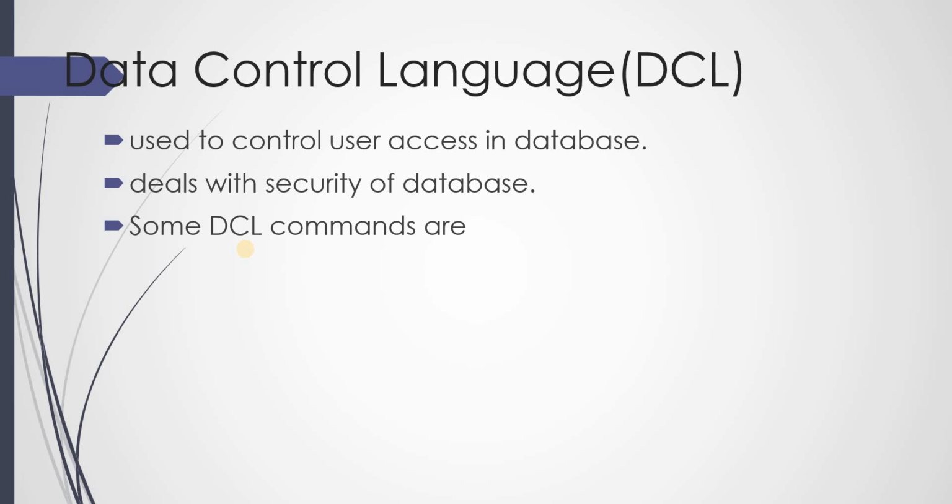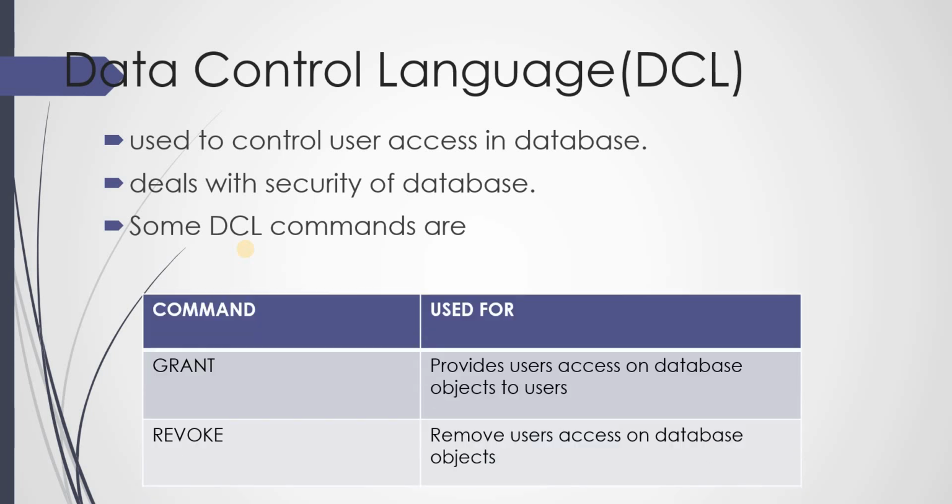Some of the DCL commands are grant. The grant command is going to provide user access on the database objects. The other command is revoke. Revoke, contrary to the grant command, is going to remove some access from the user in the database. So these are the different SQL commands which can be used.